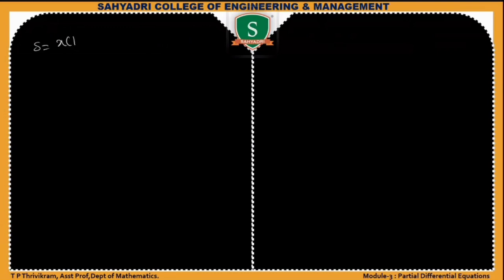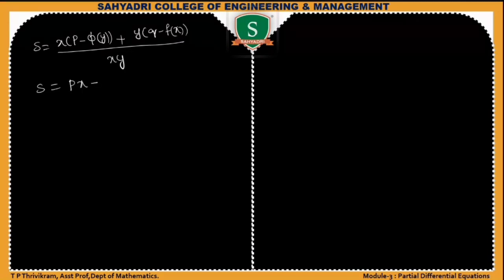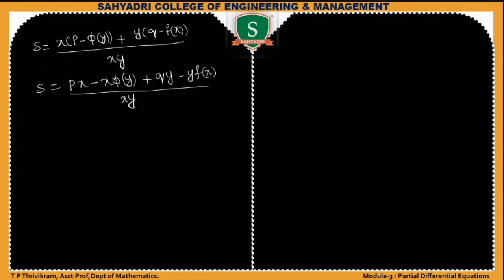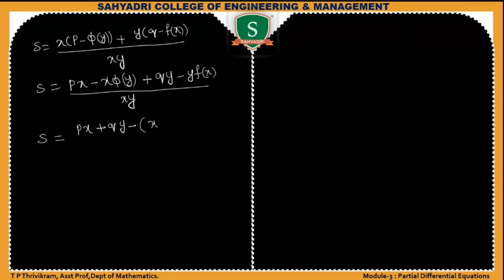s is equal to x into (p minus φ(y)) plus y into (q minus f(x)), divided by the LCM, which is xy. So s is equal to px minus xφ(y) plus qy minus yf(x), divided by xy. If you simplify this, s is equal to px plus qy minus, here I can take minus common, xφ(y) plus yf(x), divided by xy.